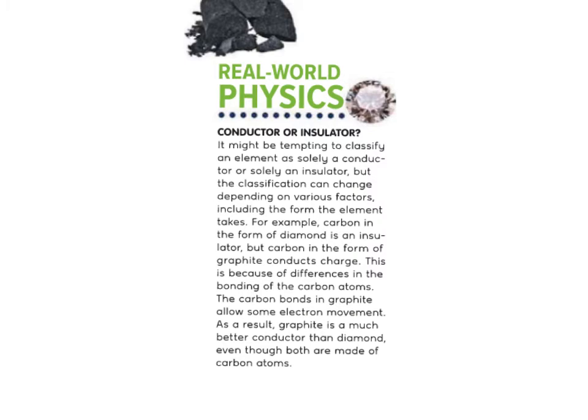It says it might be tempting to classify an element as solely a conductor or solely an insulator, but the classification can change depending on various factors, including the form the element takes. For example, carbon in the form of diamond is an insulator, but carbon in the form of graphite conducts charge. This is because differences in the bonding of the carbon atoms in graphite allow some electron movement. As a result, graphite is a much better conductor than diamond, even though both are made of carbon atoms.